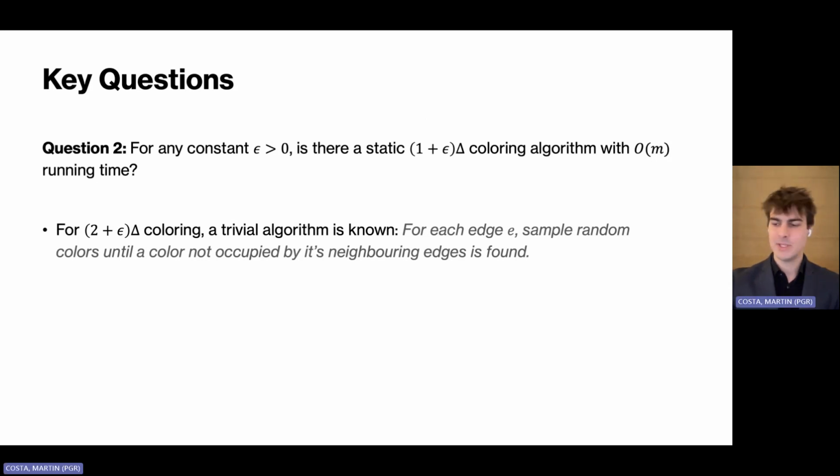So the simplest thing that's known for this is if we are okay with having a (2 + epsilon) delta coloring, where epsilon is some small but absolute constant, then the following trivial algorithm is sufficient. We basically scan through the edges in some arbitrary order, and while looking at some edge E, we just sample uniform random colors from some pool of (2 + epsilon) delta colors until we find some color which is not currently being occupied by the edges adjacent to this current edge, okay?